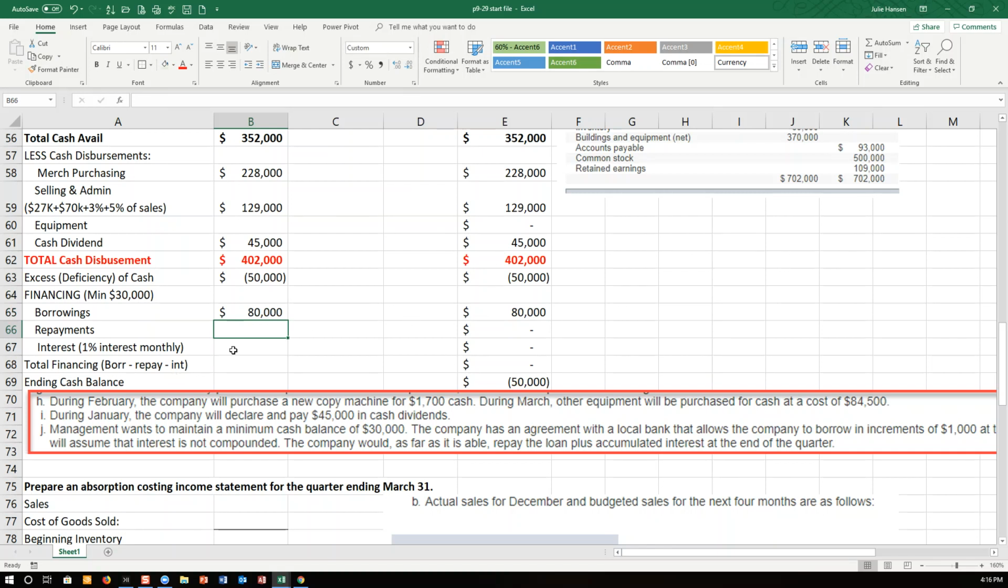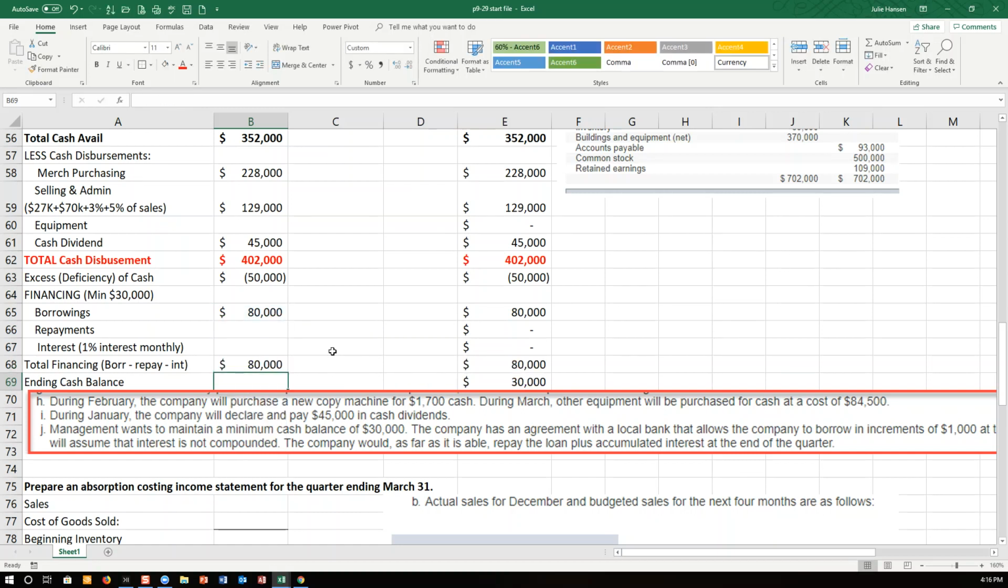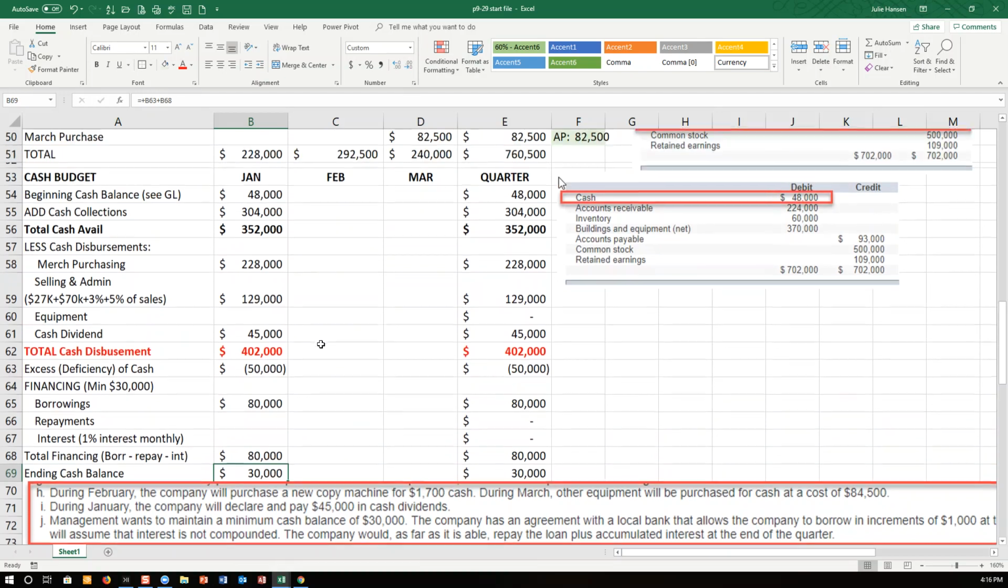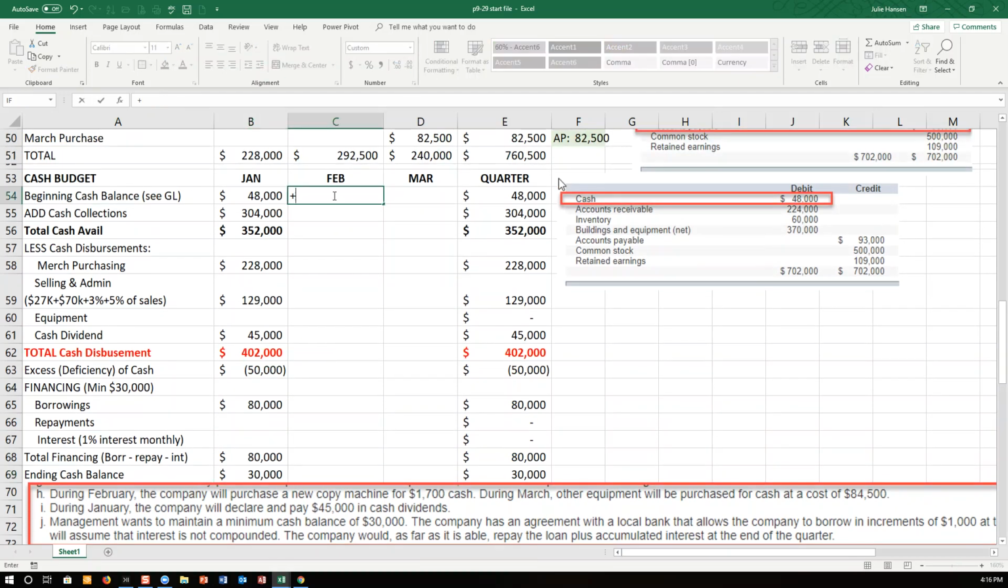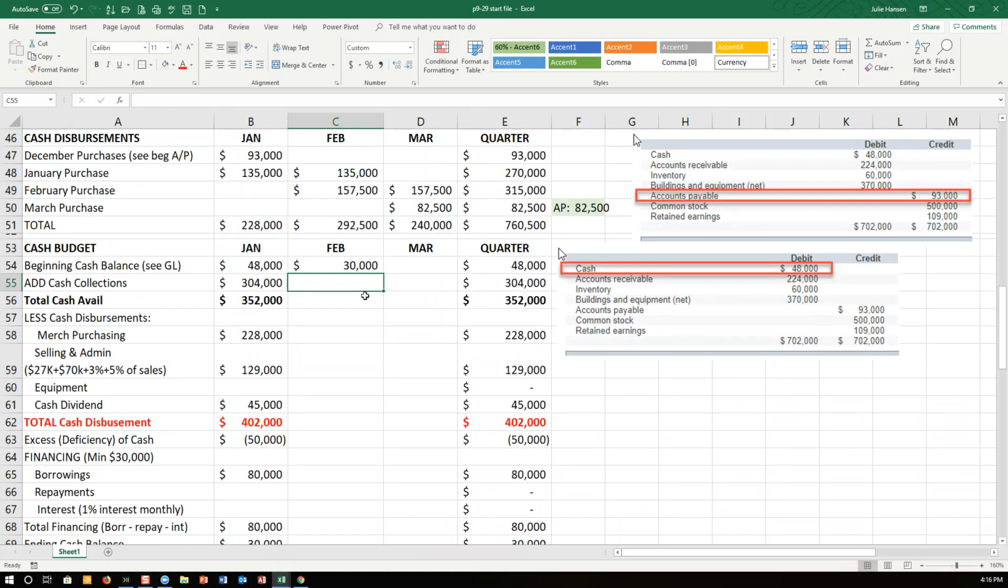Okay, so we're not going to repay or pay any interest now because we just borrowed. So then we're going to take the sum of all of these things, which is obviously $80,000. Now we're going to take what we were deficient and add that to our borrowings, and now you can see that our ending cash balance is $30,000. So let's go to February, because now our February starting balance is January's ending balance, and then we're going to pretty much do the same thing here. So what are my cash collections for February?